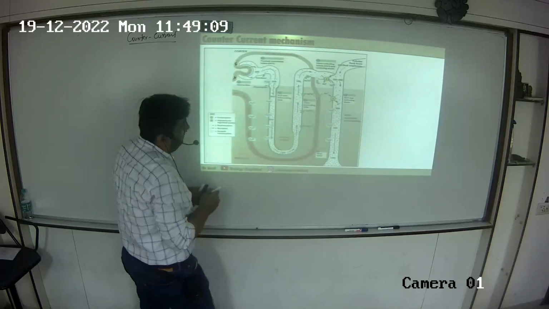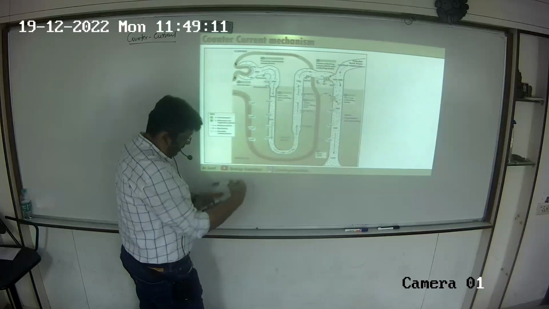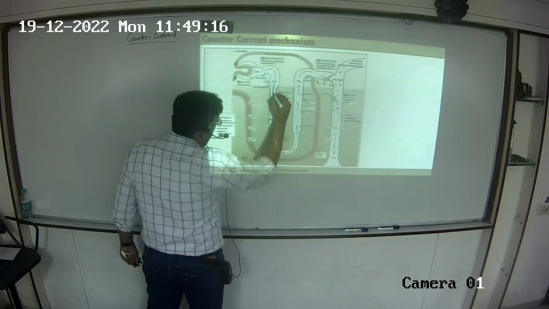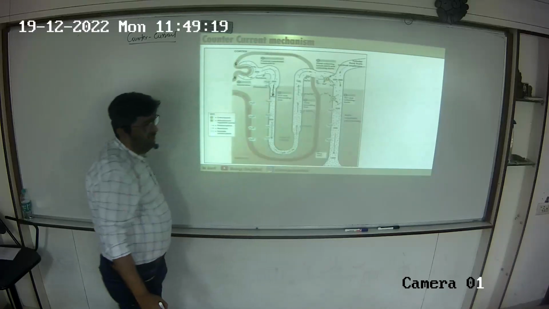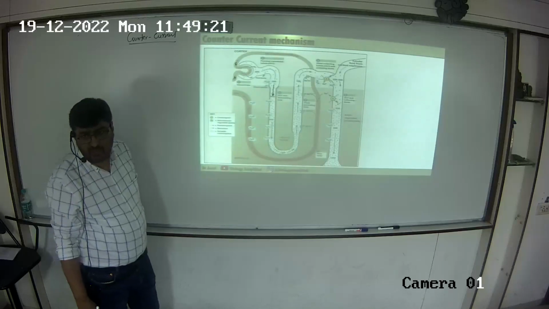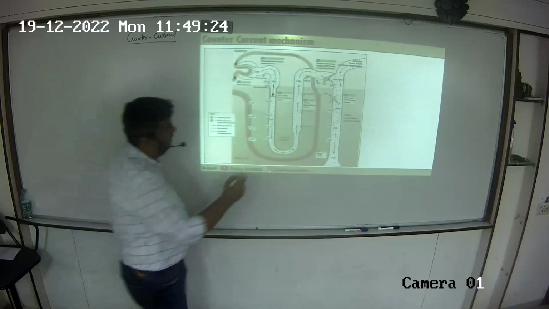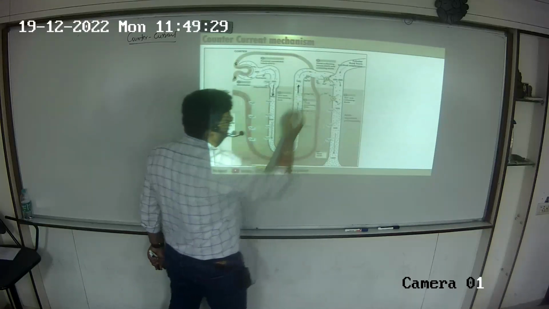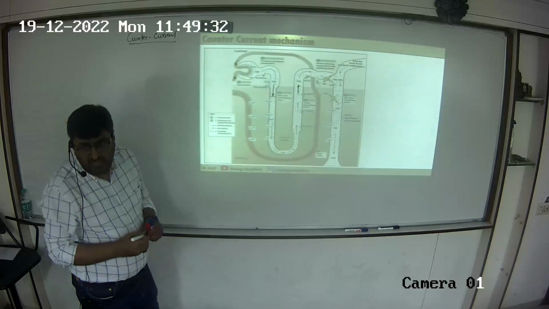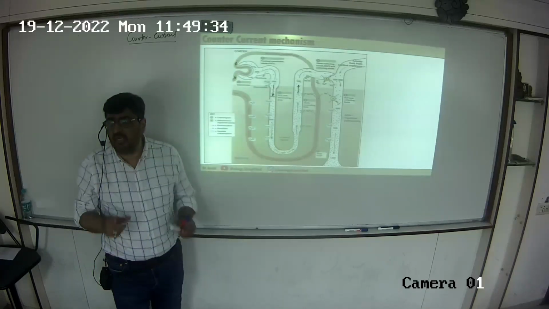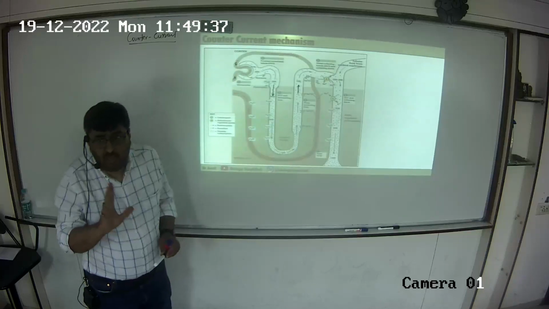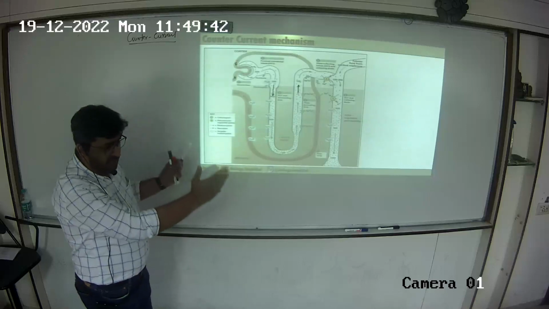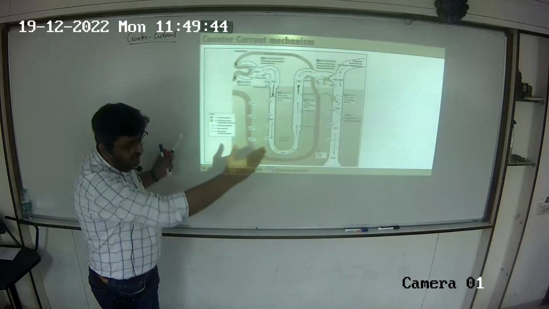Now in the descending limb, is this the direction in which the filtrate is going? Yes. The downward direction? And in the ascending limb, is this opposite direction? That means the filtrate in both the limbs is in opposite direction. This is what is called as counter current. And this is shown separately in the diagram only for convenience, but they are very close to each other.